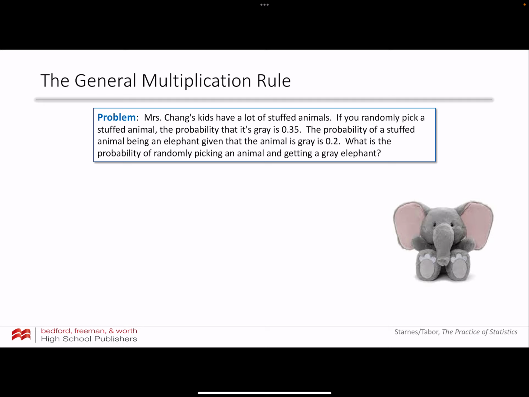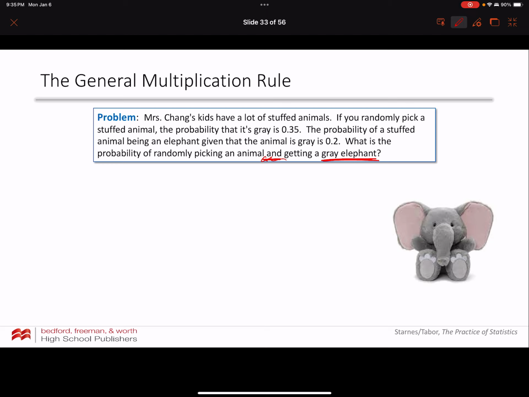All right. Another quick one. Miss Chang's kids have a lot of stuffed animals. If you randomly pick a stuffed animal, the probability that it's gray is 35%. The probability of a stuffed animal being an elephant, given that the animal is gray, is 0.2. What's the probability of randomly picking an animal and getting a gray elephant? So actually, I underlined this and I really don't need to. The gray elephant means, I'll call G the animal being gray, and I'll call E the animal being an elephant, right?